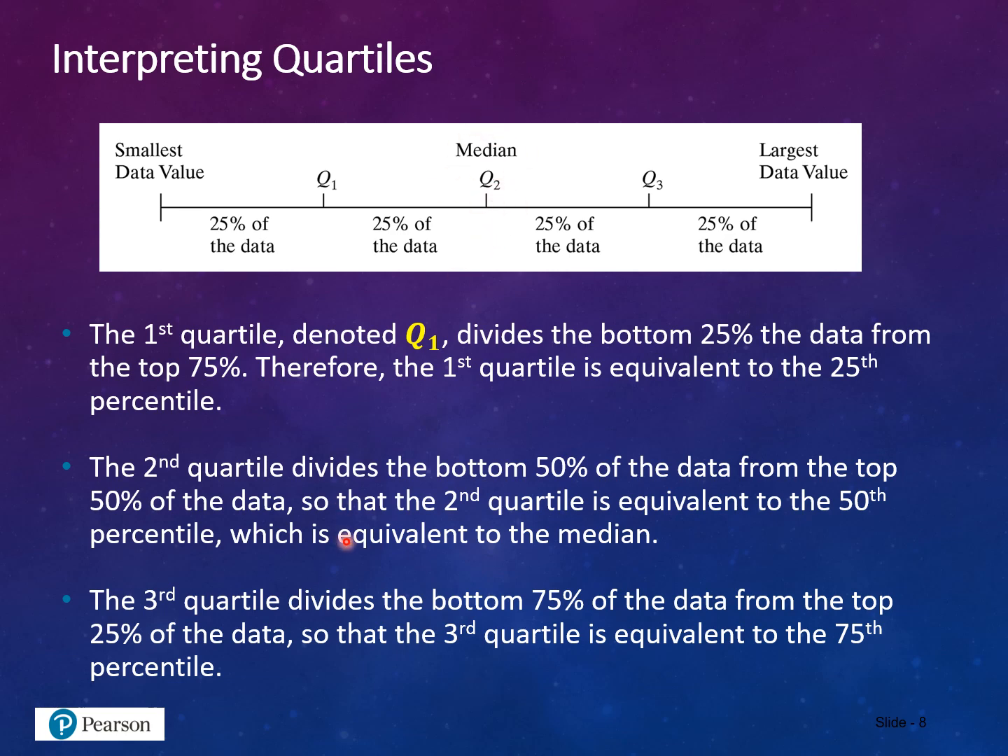The third quartile divides the bottom 75% of the data from the top 25% of the data. So the third quartile is equivalent to the 75th percentile.